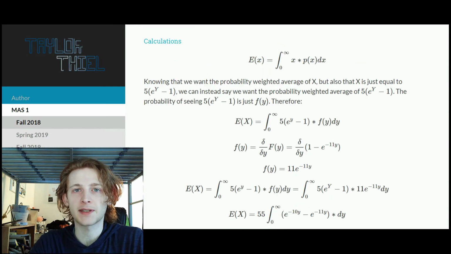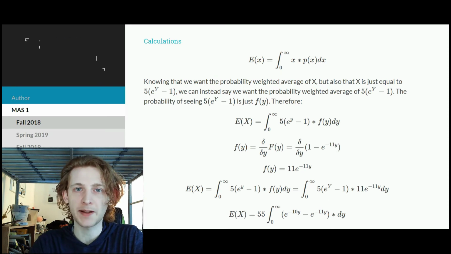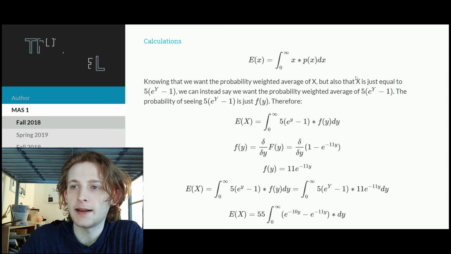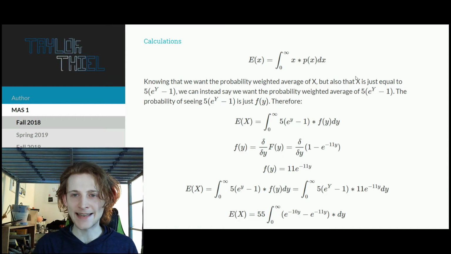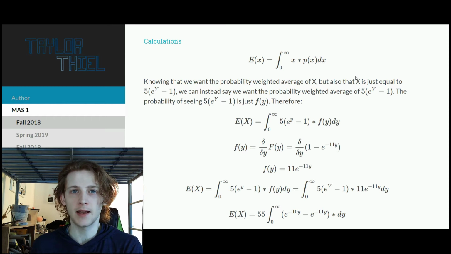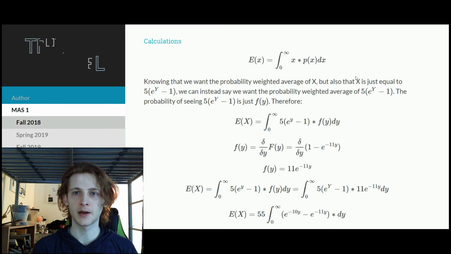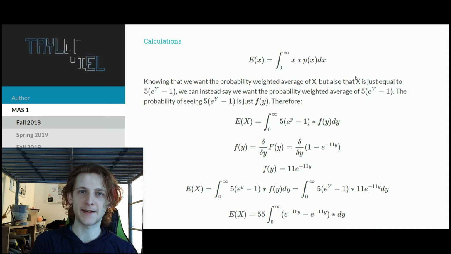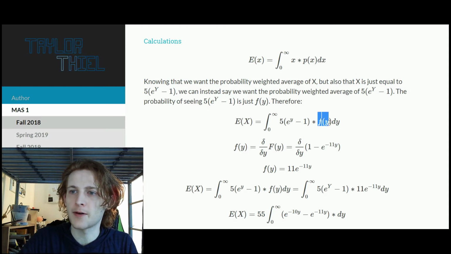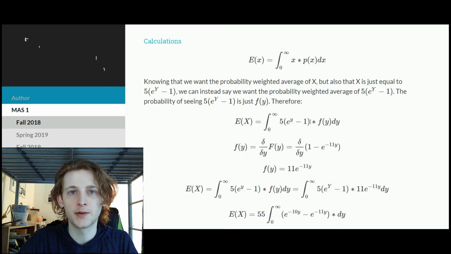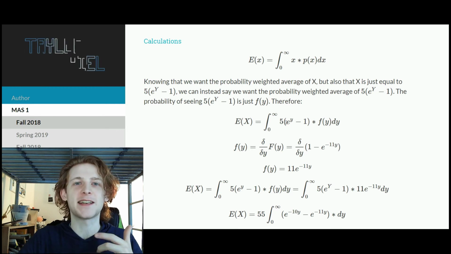To calculate the average, you're going to say what's the value and then multiply that value by its probability, because we're taking a probability weighted average. We can do that in terms of y. And so we know that x just is 5 times e to the y minus 1. And so we can say that's the value of interest, but what's the probability of seeing that x? Well, that probability is just the probability of seeing that corresponding y. And so that's why when we take this integral, we can say the PDF of y multiplied by this value. Because the probability of seeing 5 times e to the y minus 1 is just the probability of seeing that corresponding y.